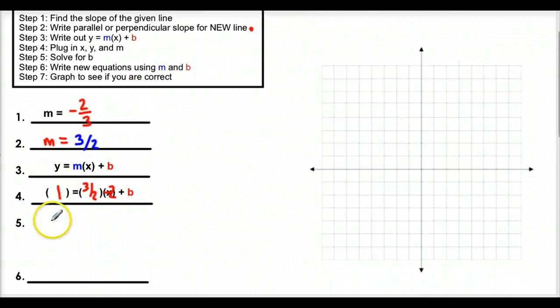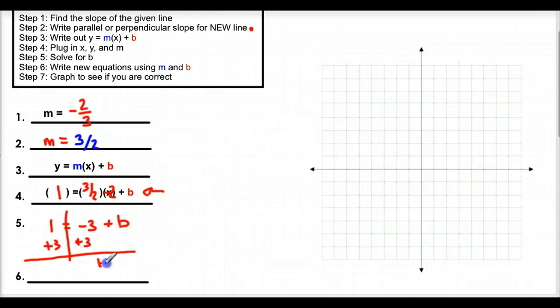Okay, we're going to start doing some math here. We're trying to solve for b to find out what our new y-intercept is. So it's 1 = 3/2 times -2. Put that in the calculator, you get -3 + b. We then want to solve for b, so we draw a line down. To solve for b, we have to isolate the variable. So we're going to add 3 to both sides, and we get b = 4.